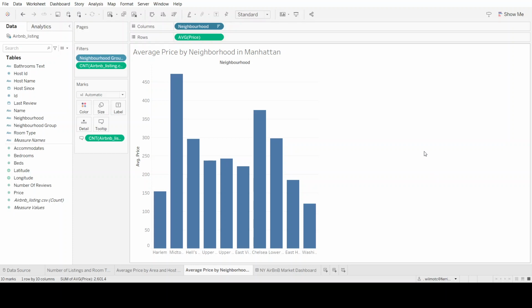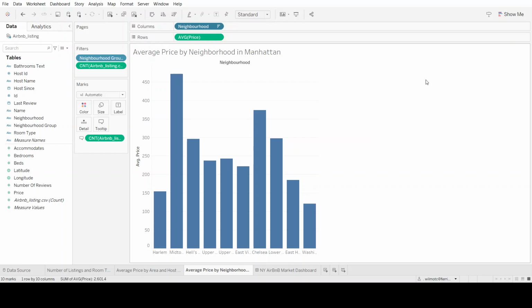So these are the specific neighborhoods within Manhattan, and they are the top 10 by the number of listings in those neighborhoods. It's ordered descending in that order. So this neighborhood, Harlem, has the most listings in Manhattan, and this one, Washington Heights, has the 10th most listings in Manhattan. But this graph here is the average price by neighborhood.